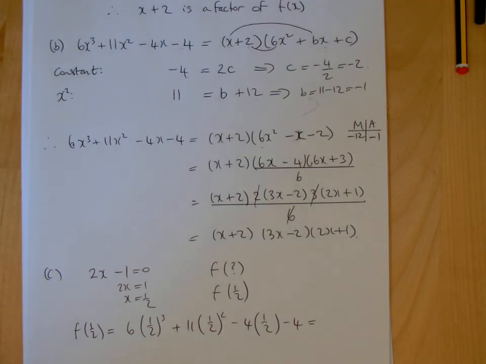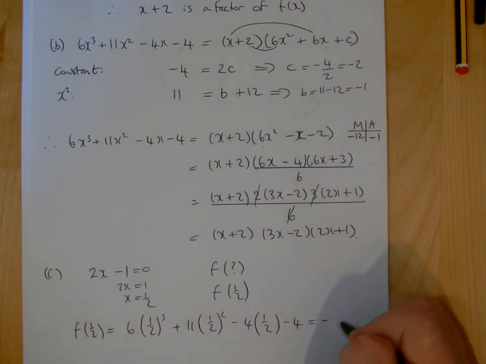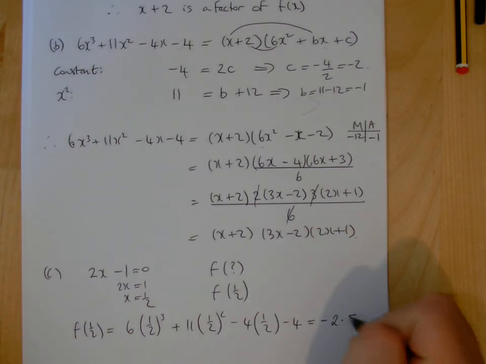Okay, so I'll do that on my calculator. And it comes out to be minus 2.5, okay, or minus 5 over 2.